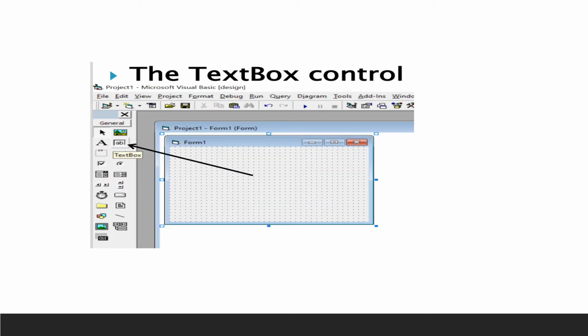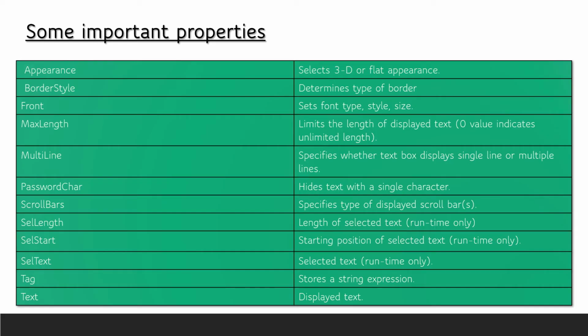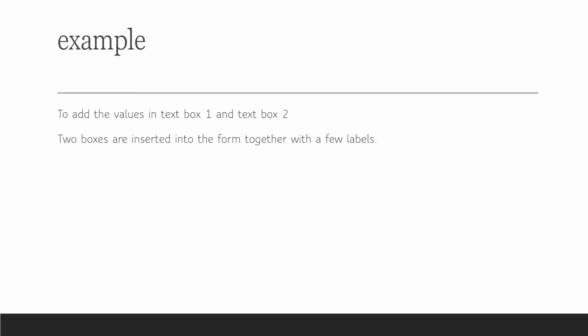And this is a textbox control. Some important properties here. An example: there are two text boxes, values are added, and a few labels are used.